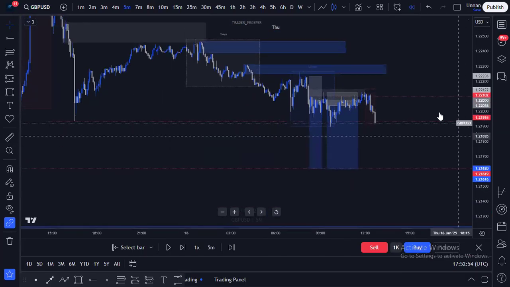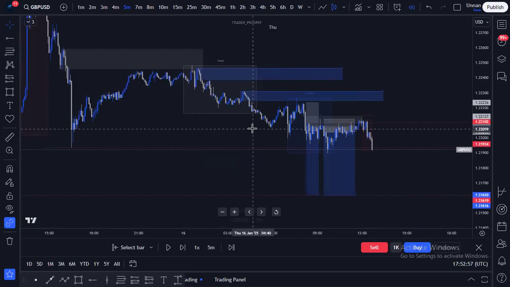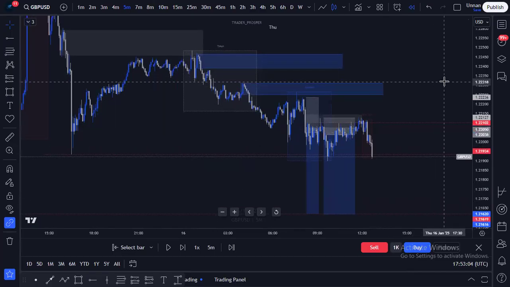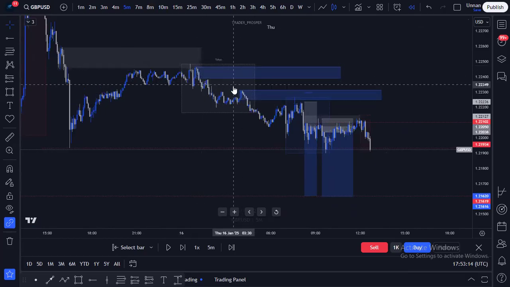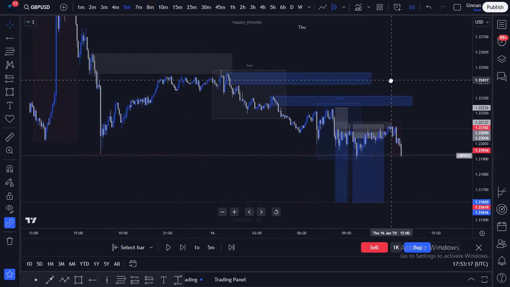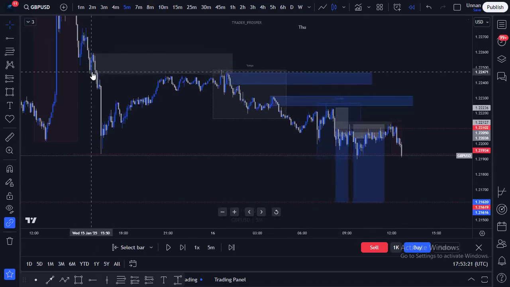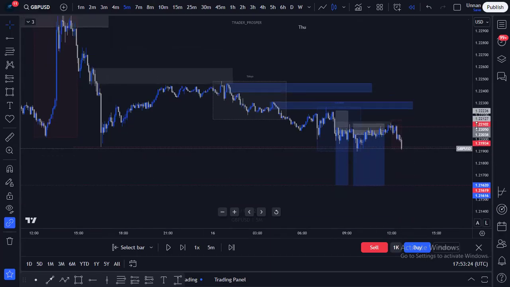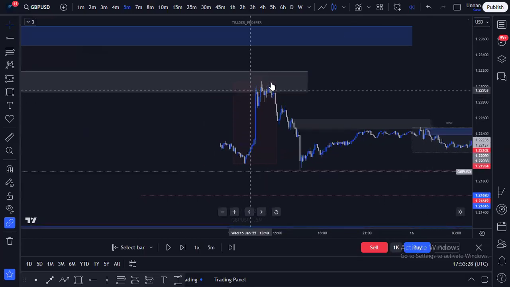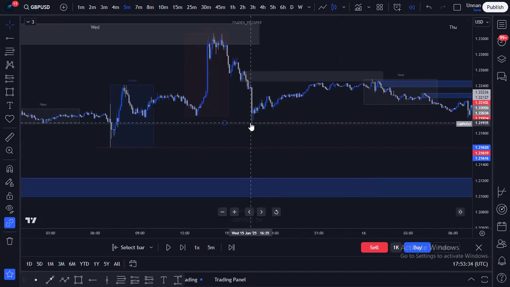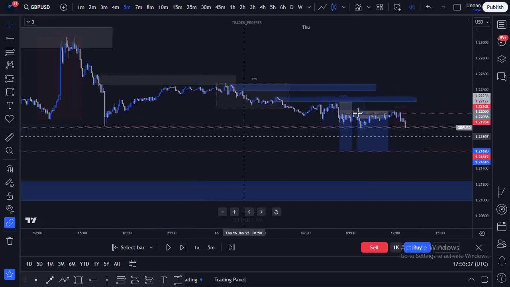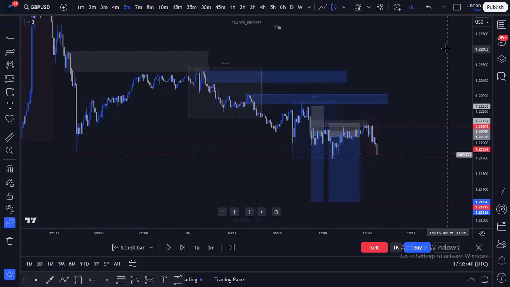Okay, same analysis, but this one was following my entry type 3 model. After price mitigated this level of supply during the Asian session, this was the London session, and I was trading the London session. Price did mitigate this level of supply after mitigating a 30-minute supply zone. Now I was aiming for this first liquidity here and this second one here, but this was what happened.